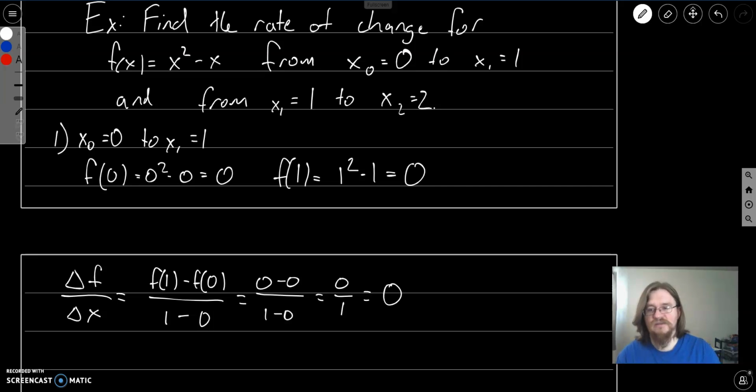And we can see that right away. We didn't even have to do the calculation. It started at 0 and it ended at 0 at 1. So whatever the function height does in between, maybe it shoots up, maybe it shoots down, maybe it squiggles all over the place, it starts at 0 and ends at 0. So on average, nothing changed. So our average rate of change is going to be 0.